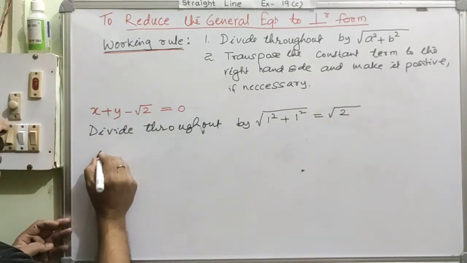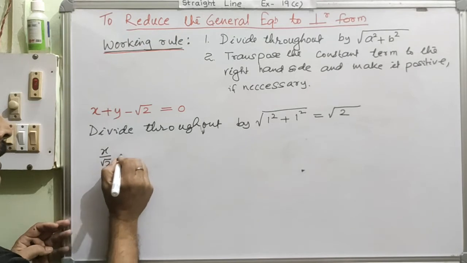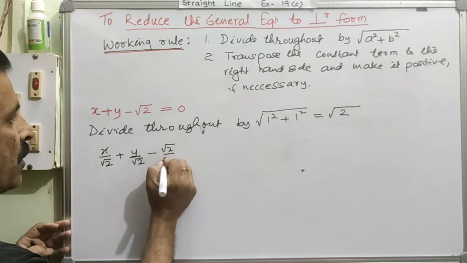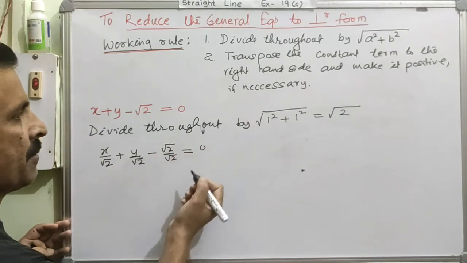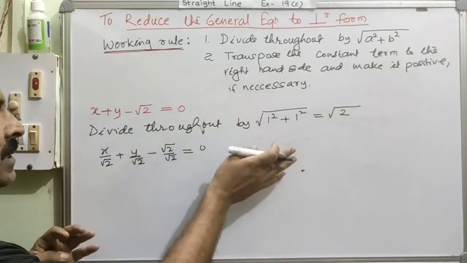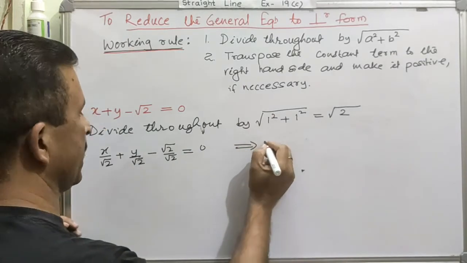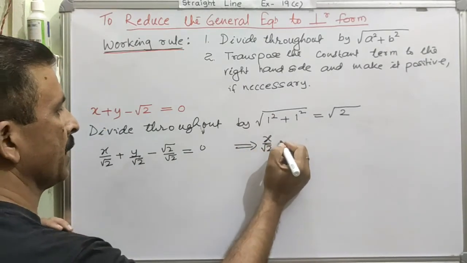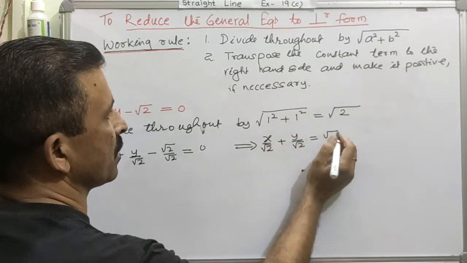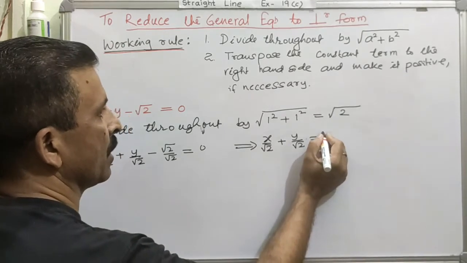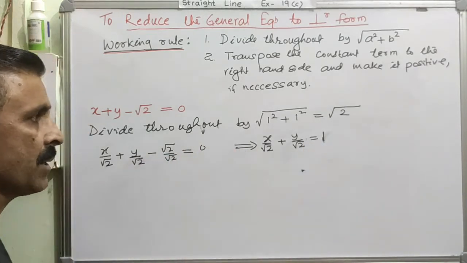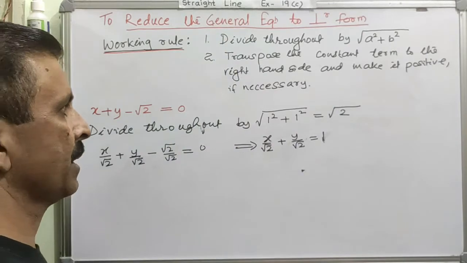So x over root 2 plus y over root 2 minus root 2 over root 2. 0 we don't need to divide because it is 0, even if you divide also, that does not matter. Now this will become 1 and then this constant will be shifted to the right hand side. So in the next step it will be x over root 2 plus y over root 2 is equal to 1. This is becoming 1 because root 2 divided by root 2 is 1, and minus 1 goes to that side and will become plus 1. Okay, so the two steps are done, right?